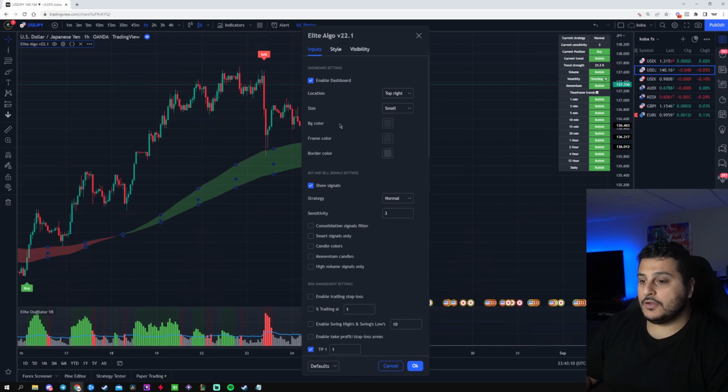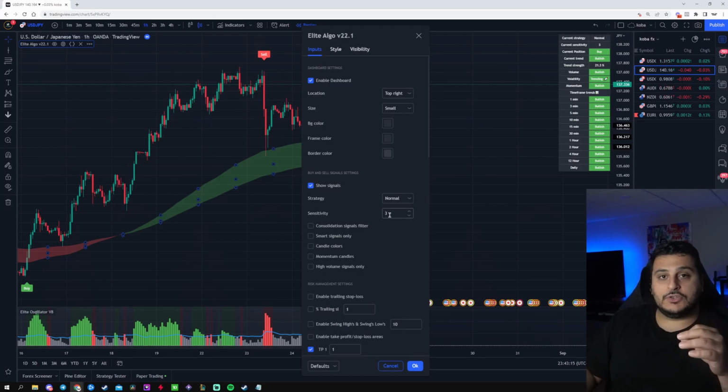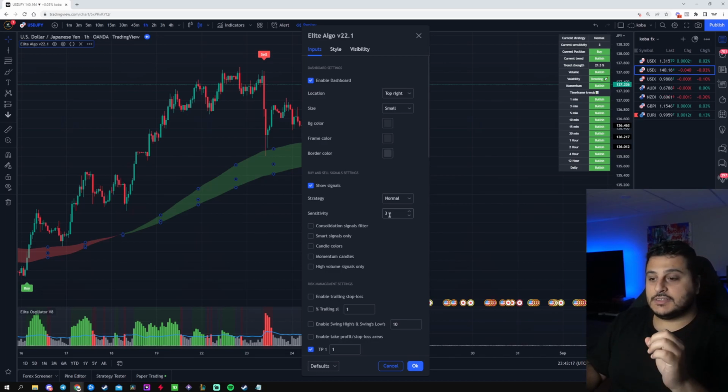As for the settings for the algorithm, you're going to go into the settings icon right here. You're going to go down to where it says sensitivity for the buy and sell signals. If you're using normal Japanese style candles, you're going to use a sensitivity of 3. If you're using Heikin Ashi candles, you're going to use a sensitivity of 1.4. This is very important that you have these sensitivities when you're trading this strategy.